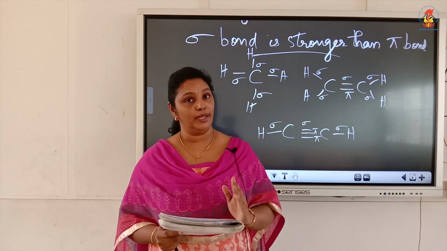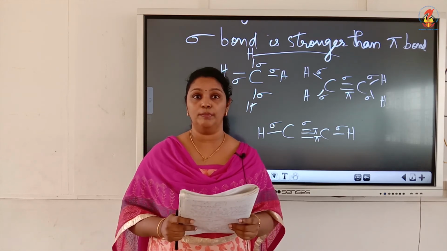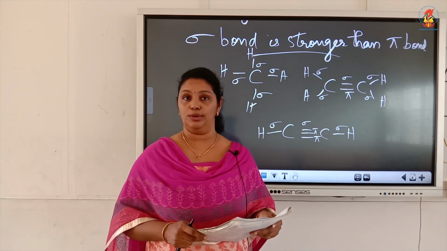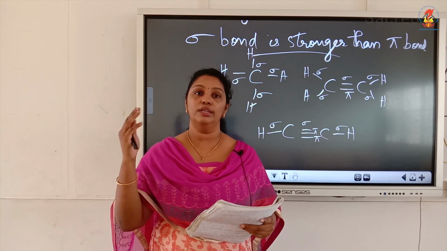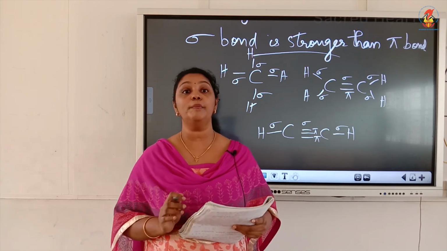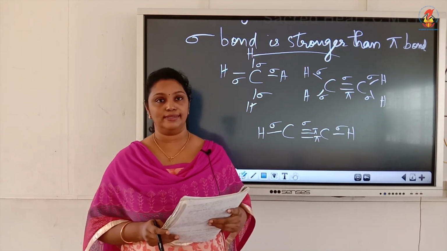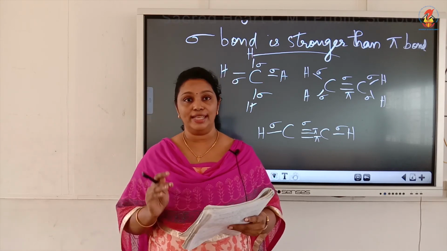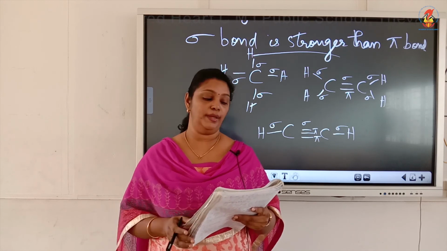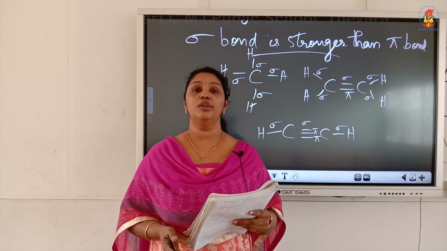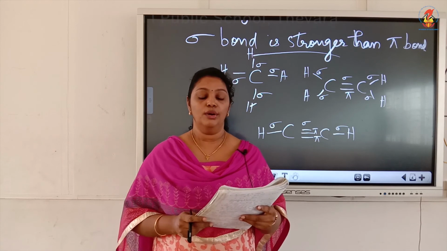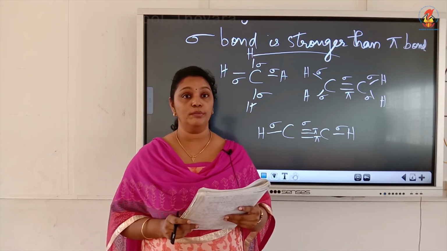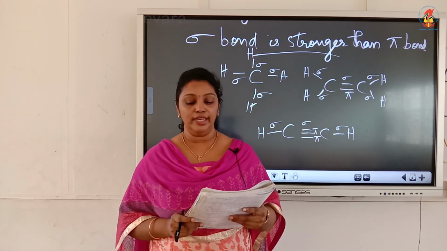Sigma bond and pi bond. The first difference is sigma bond is formed by the overlapping of orbitals along the internuclear axis. Pi bond is formed by the overlapping of orbitals perpendicular to the internuclear axis. Now the second is sigma bond is formed by the overlapping of s-s, s-p and p-p orbitals, whereas pi bond is formed by the overlapping of only p orbitals. Now sigma bond is a strong bond, pi bond is a weak bond.